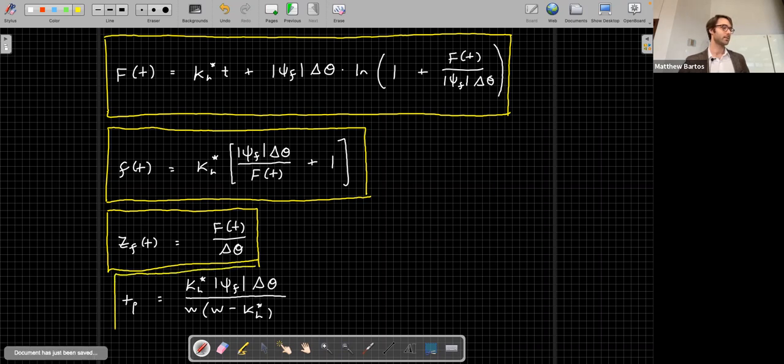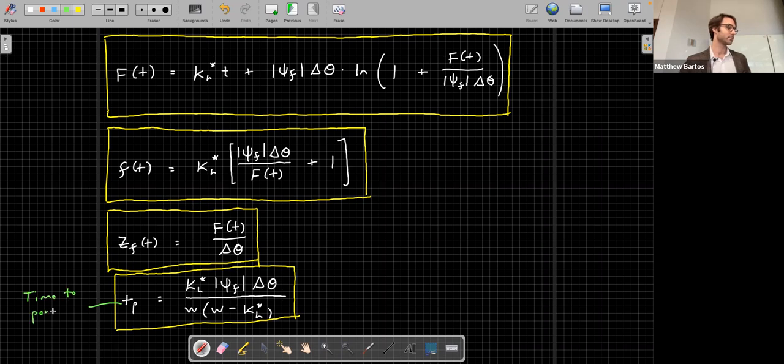So I just labeled this. This is the time to ponding. This is the depth of the wetting front. Okay, little f of t is the infiltration rate. And big F of t is the cumulative infiltration. And that is the Green-Ampt model.